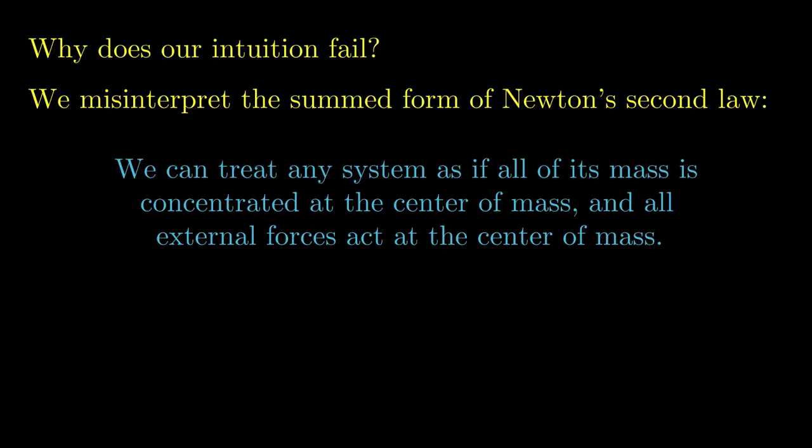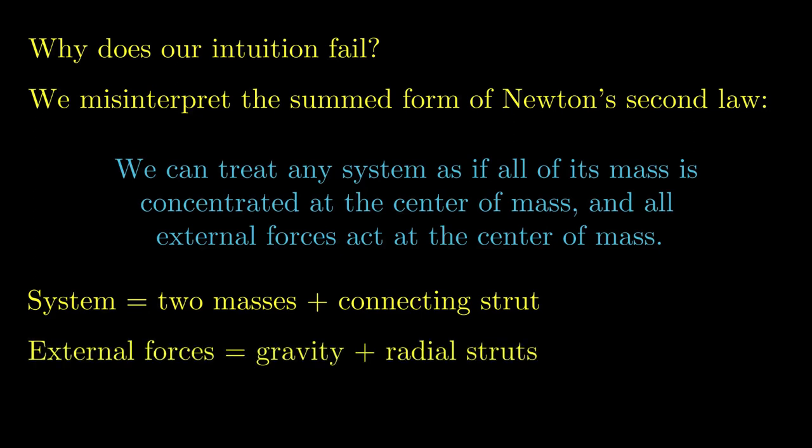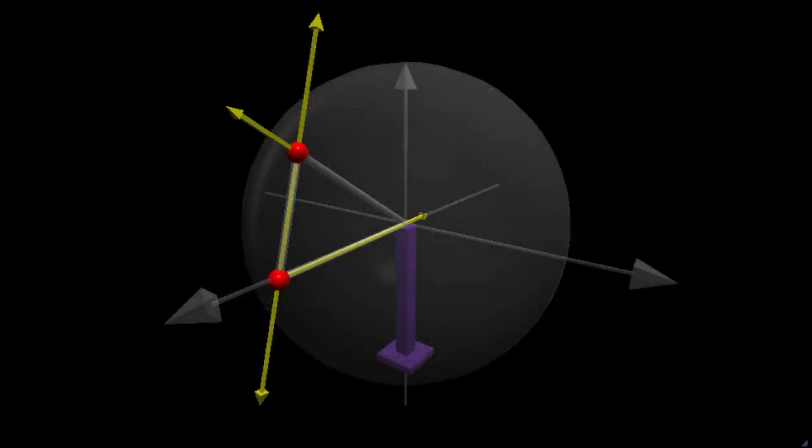Define the system as the two masses and the strut that connects them, the strut that I previously called the internal strut. The forces exerted by the internal strut are now internal to this system, which is why I've been referring to them as internal forces. The external forces for this system are gravity and the forces exerted by the radial struts. Here is the TwoTop with the forces on both masses shown as yellow arrows. At this scale, the gravitational forces are too small to see.